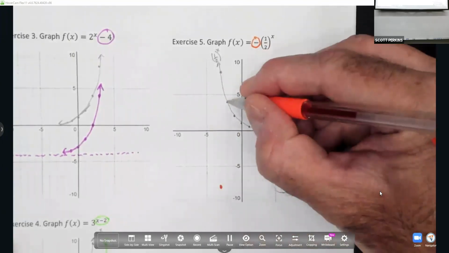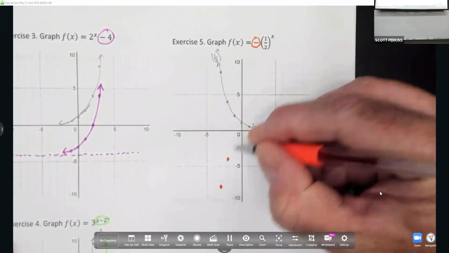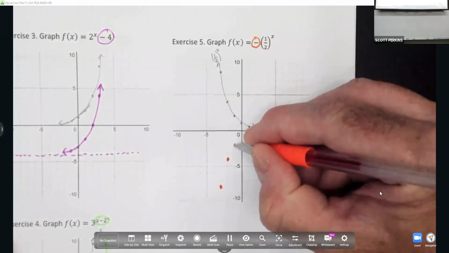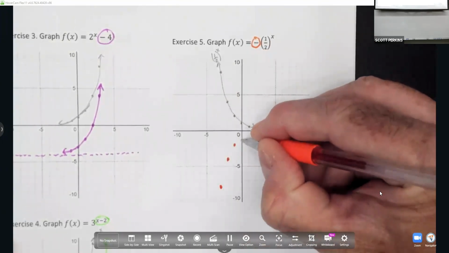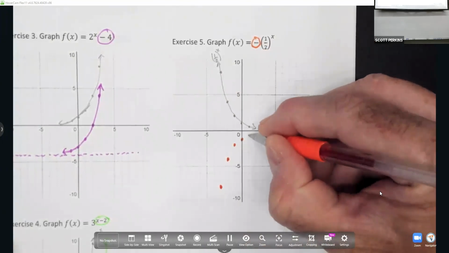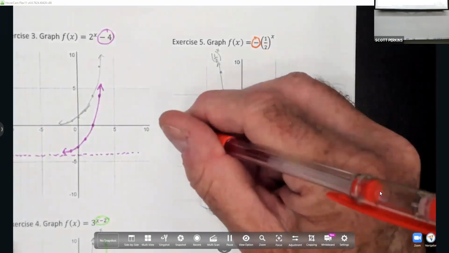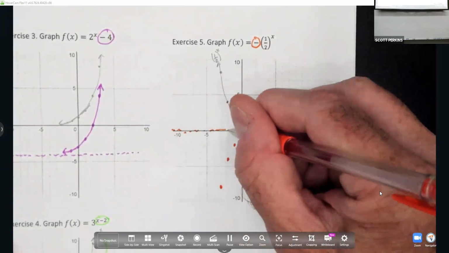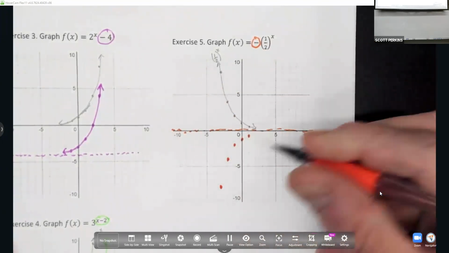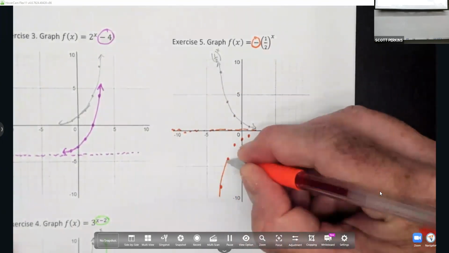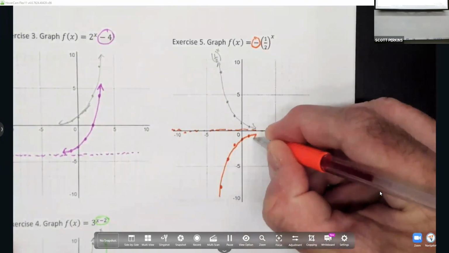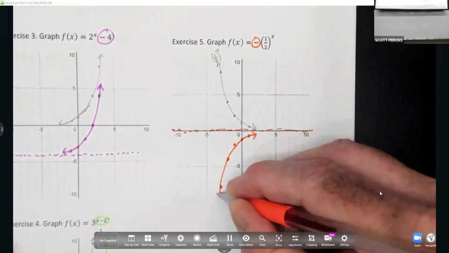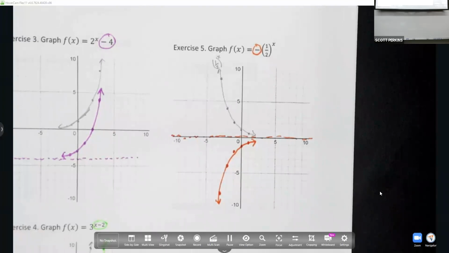The next one is positive 4, becomes negative 4. Positive 2 becomes negative 2. Positive 1 becomes negative 1. And positive a half becomes negative a half. Once again, my horizontal asymptote is not going to change on this graph because we've not raised it up or down. And here's my graph. It's just been reflected about the x-axis.